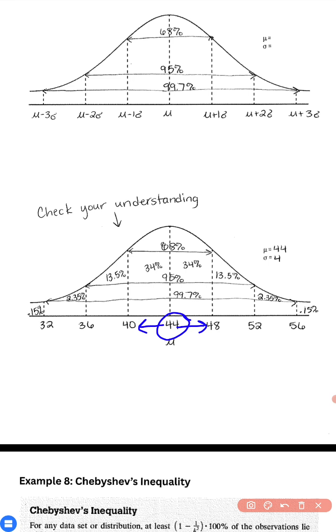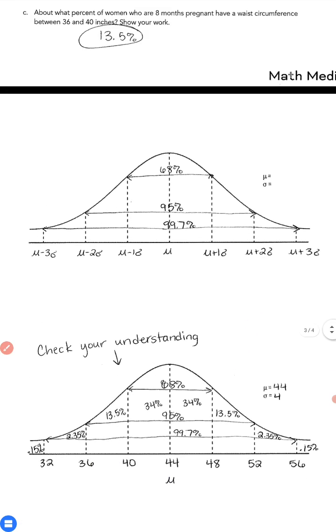So I can predict that 68% of people will fall between 40 and 48 inches of waist circumference. Then I go 4 more inches in each direction. So now I'm 2 standard deviations away from the average, right? So I can predict that 95% of people will fall between 36 and 52 inches. And lastly, if I go 3 standard deviations out, I'm going to get almost everybody. So 99.7% of women would have a waist circumference between 32 inches and 56 inches. Okay? So using this picture, I can answer a few questions.